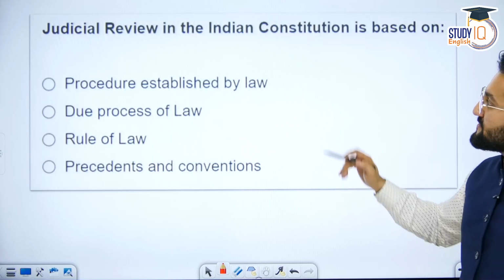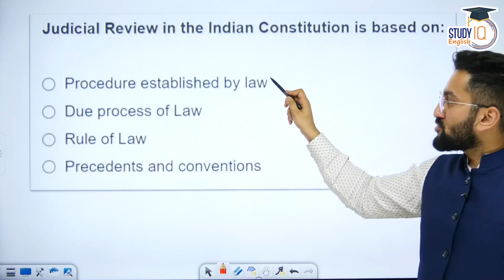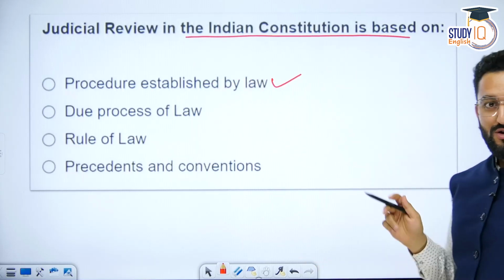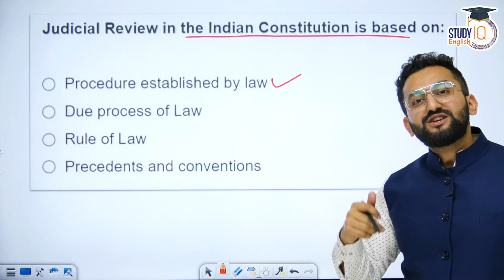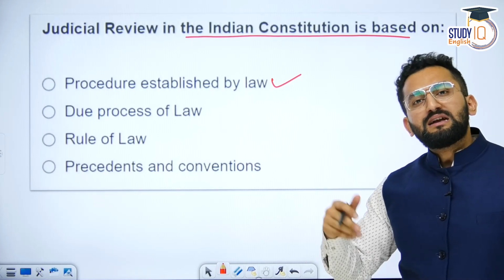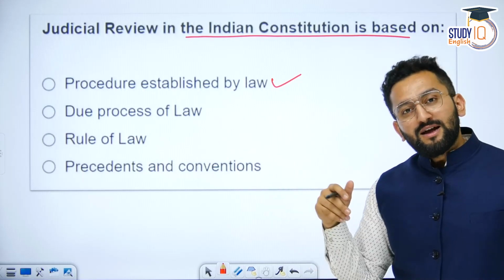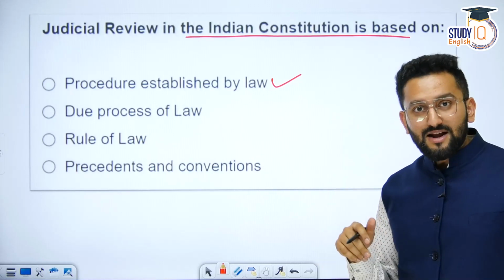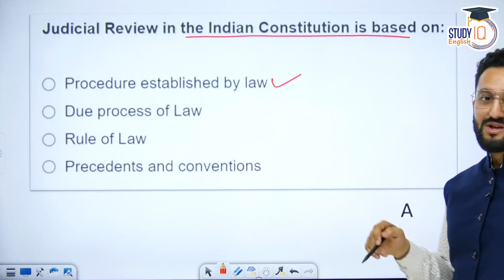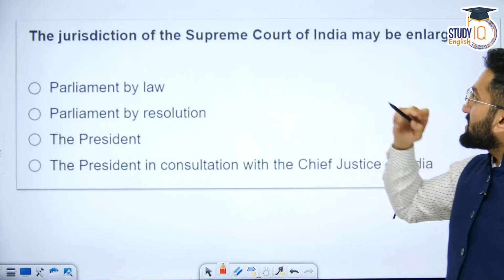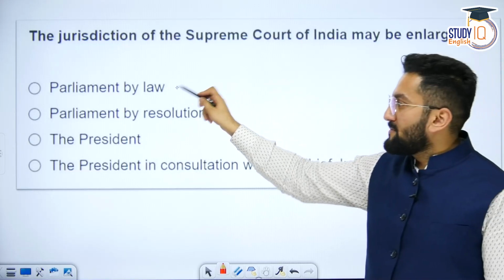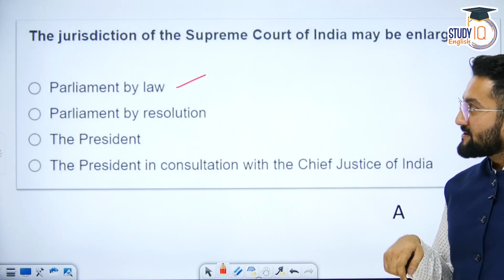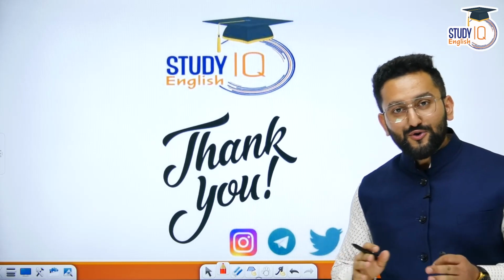Now, judicial review in the Indian Constitution is based on procedure established by law. Why? Because it is saying in the Indian Constitution. So our Indian Constitution mentions procedure established by law, although at a later stage our judiciary adopted this doctrine of due process of law from the US Constitution. So we adopted that, right? But mention procedure established by law when we talk about the Constitution. The jurisdiction of the Supreme Court of India may be enlarged by Parliament by law. I mentioned this when I was talking about the Supreme Court. So I hope this part is clear to you now.